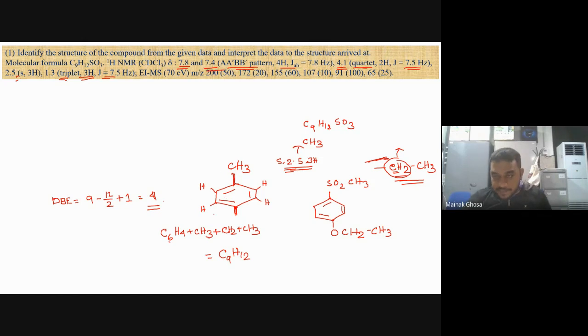So it is attached with nothing but oxygen, it cannot attach with sulfur. Now you are left with just SO2. You just put it here. Now where to put it?